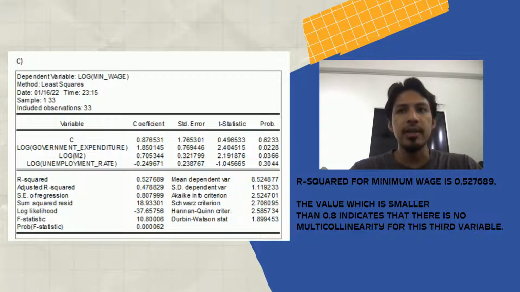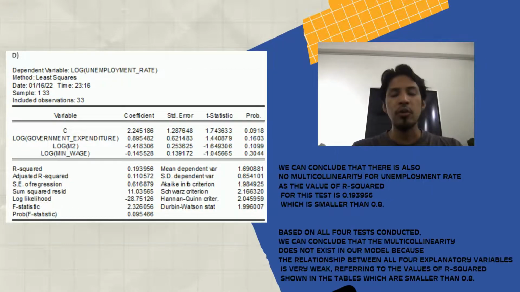For the third variable, that is minimum wage, the R squared is 0.527689, also much smaller than 0.8. So we can conclude that there is no multicollinearity in the third variable. For our fourth variable, the R squared from the test is 0.193956, also much smaller than 0.8. So from the four tests, we conclude that there is no multicollinearity in our four variables because the R squared is very far from 0.8.